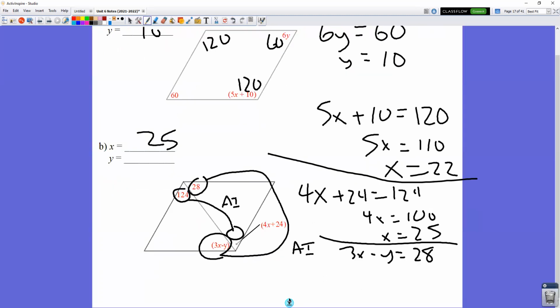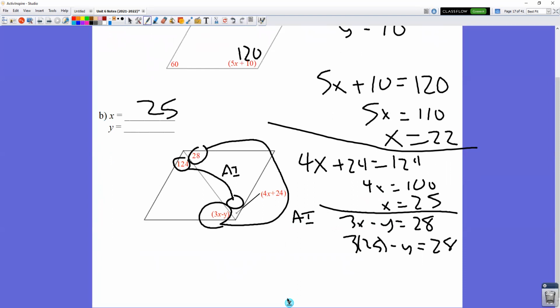Now, you know x is 25, so you can actually substitute that into your equation. And now you can solve this out. Well, 3 times 25 is 75. So what you'll do is subtract 75 from 28. And so what that'll do is give you 47.